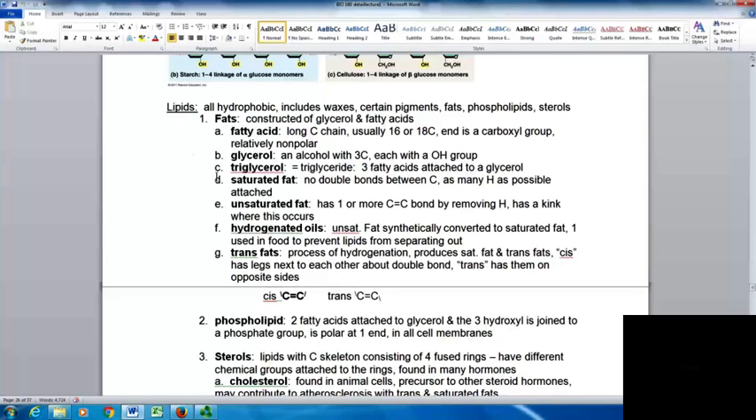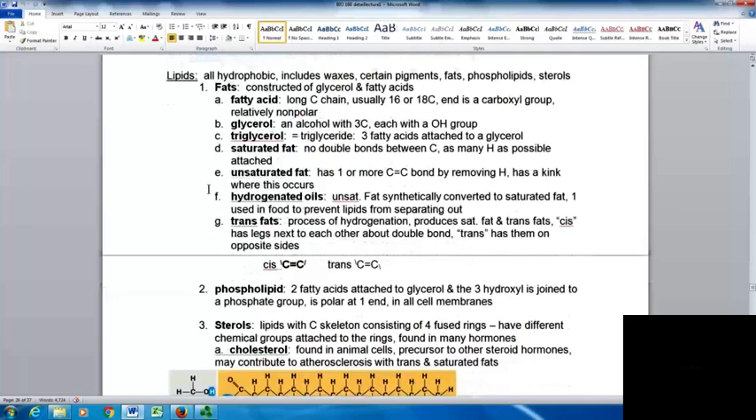When you look at a triglycerol or a triglyceride, it's 3 fatty acids attached to a glycerol. This is the most common form of fats that you would eat, as well as the most common form of fats that you would find in the body. With fats, what we look at is their saturation. A saturated fat has no double bonds between the carbons, so it's attached to as many hydrogens as possible. That's actually a really stable way for that molecule to exist.